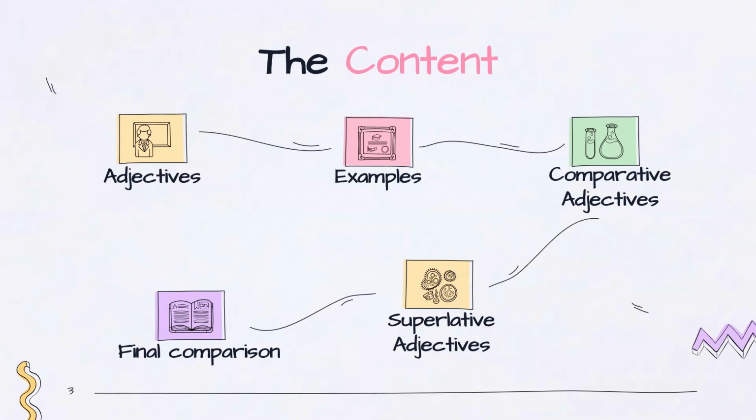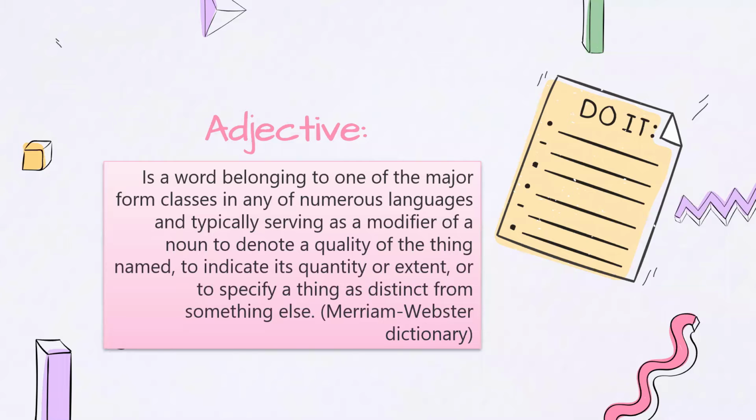To start with the lesson, we have the definition of adjective by the dictionary Merriam-Webster. Adjective is a word belonging to one of the major form classes in any of numerous languages, and typically serving as a modifier of a noun to denote a quality of the thing named, to indicate its quantity or extent, or to specify a thing as distinct from something else.